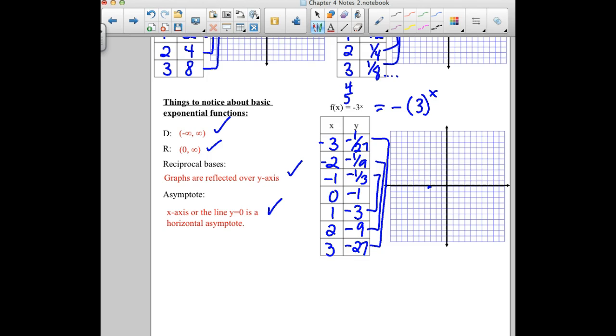At negative 2, we're at negative 1/9, again very close to that x-axis, just slightly underneath it. At negative 1, we're at negative 1/3. At 0, we're at negative 1. At 1, we're at negative 3. At 2, we're at negative 9, and negative 27 is off our graph. So all that this negative has done is reflect it over the x-axis.